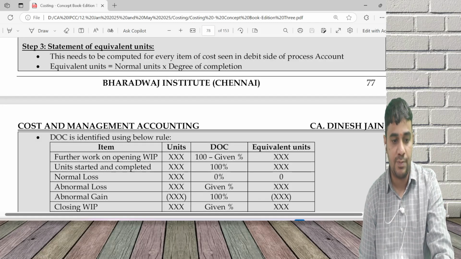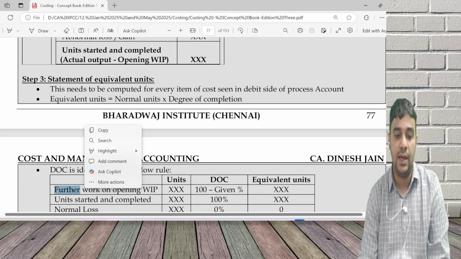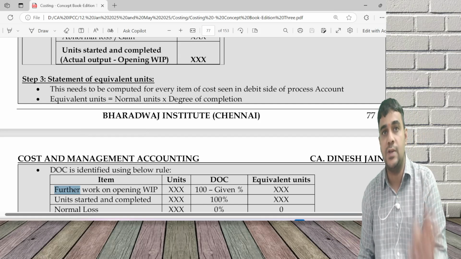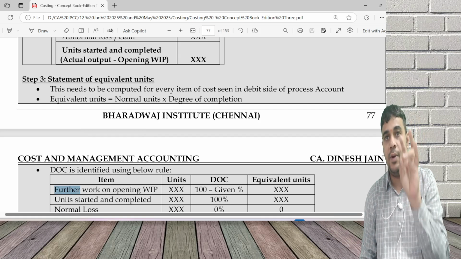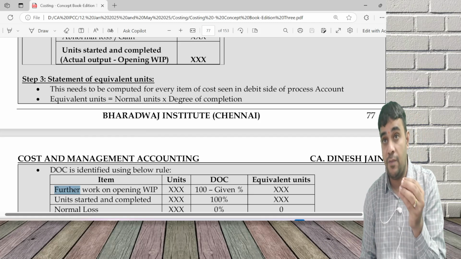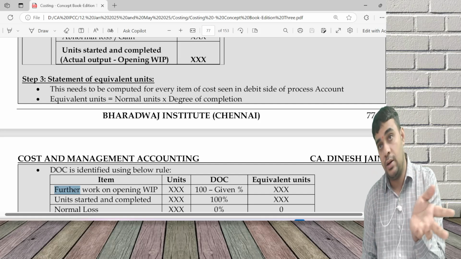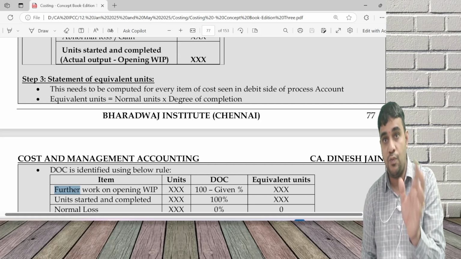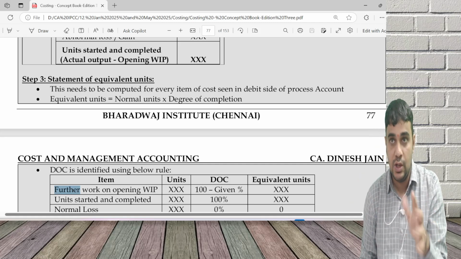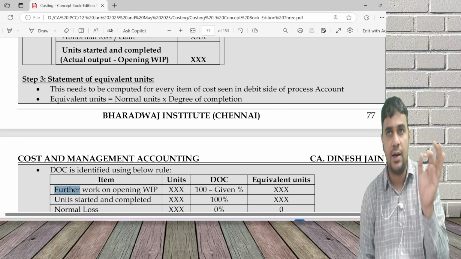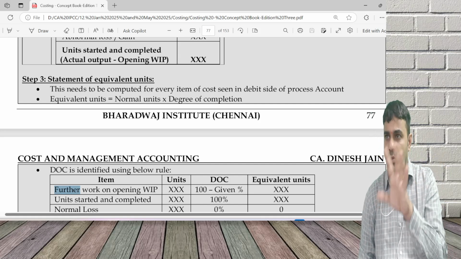Basically the concept says you have to do this for every item of cost seen in the debit side of the process account. We saw three costs: material, labor, overhead. In some rare question you may find material, labor, overhead 1, overhead 2. Then there will be 4 columns, so that is 4 into 2 subcolumns each. It will keep increasing if you have more items. Here we had only 3 items: particulars, units, material, 2 subcolumns, labor, 2 subcolumns.